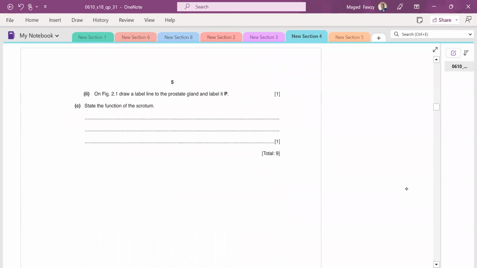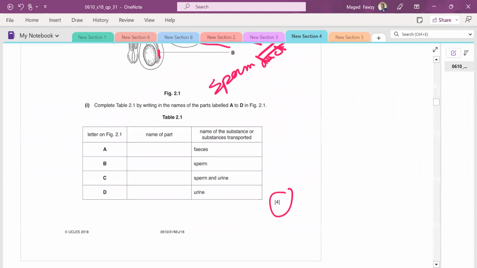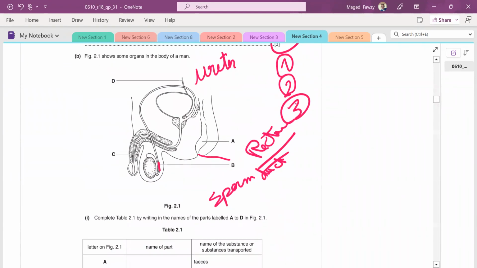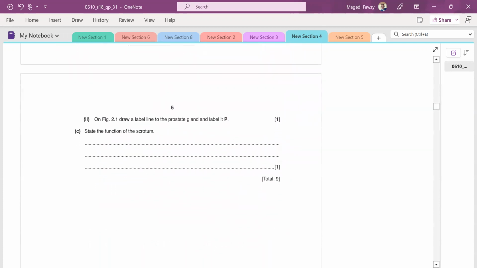Next question. On figure 2.1, draw a label line. When I'm asking you to draw a label line, there is no need to draw an arrow. Just a line to label the prostate gland with the P. Where is the prostate gland? This is the prostate gland. So we will label it with P, and now we took the mark.